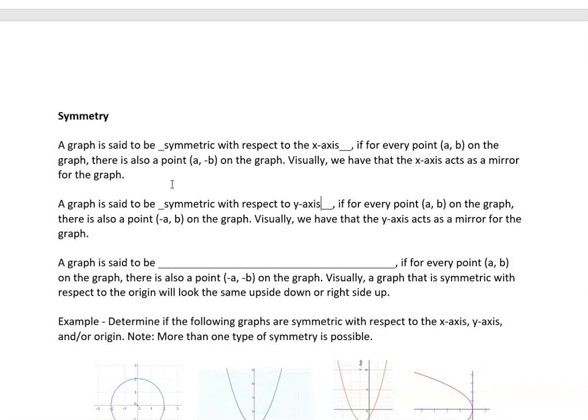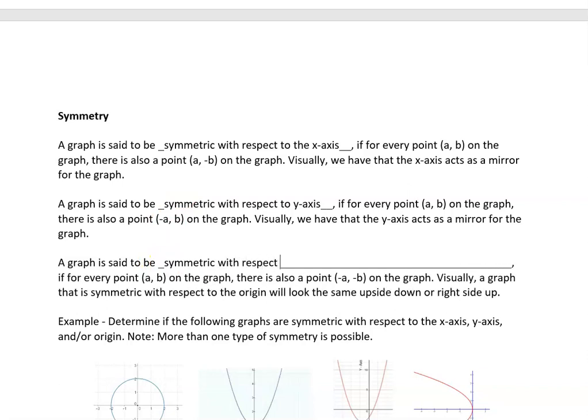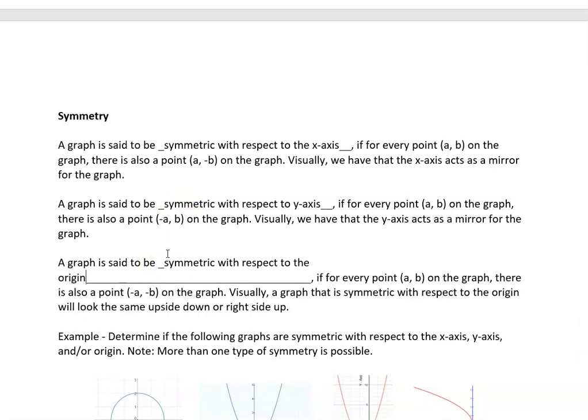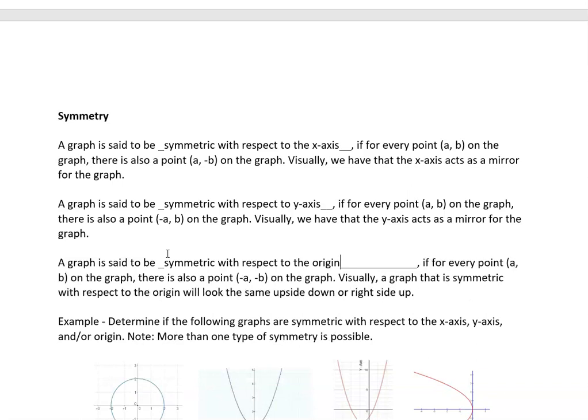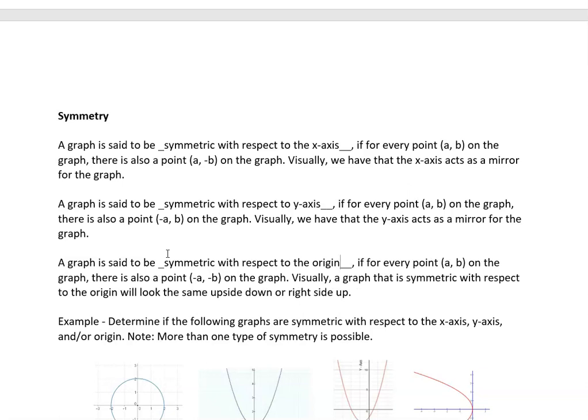And last but not least, a graph is said to be symmetric with respect to the origin if for every point (a, b) on the graph, there is also a point (-a, -b) on the graph. Visually, when it's symmetric with respect to the origin, it looks the same upside down as it does right side up. So if you ask yourself, if I flipped this graph upside down, would it still look the same? And the answer is yes, well then you know that the graph is symmetric with respect to the origin.